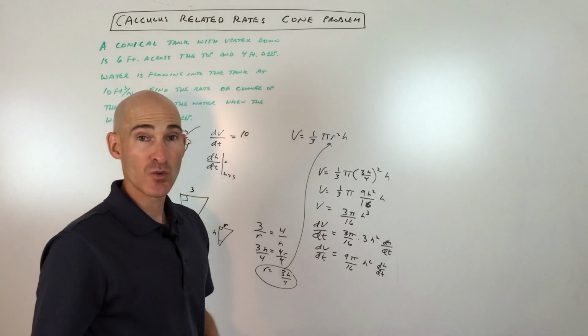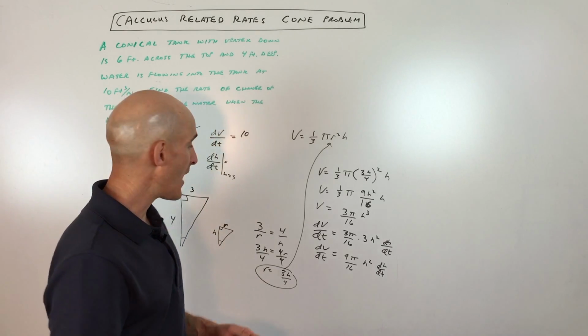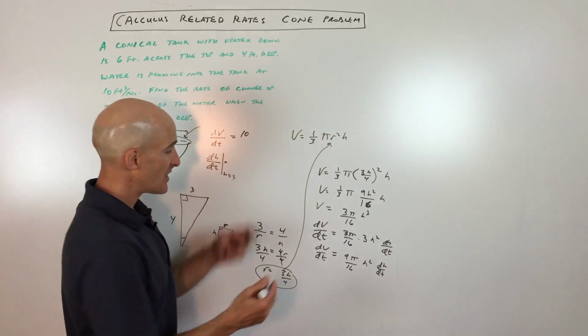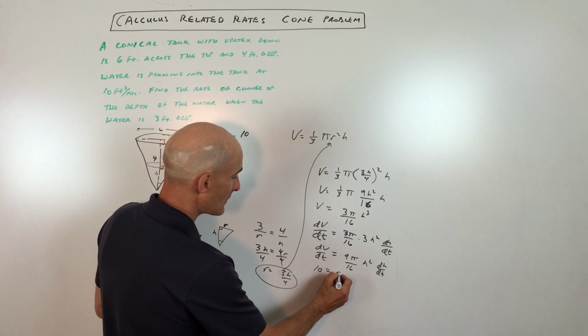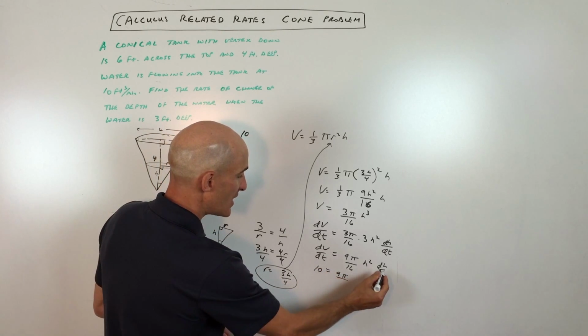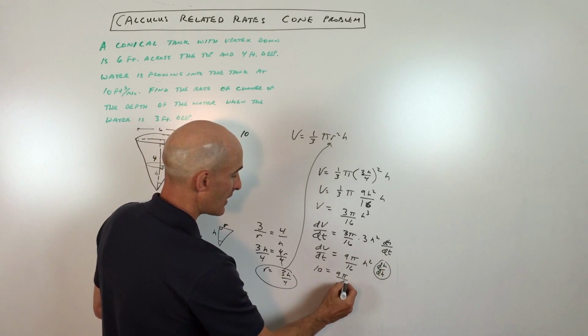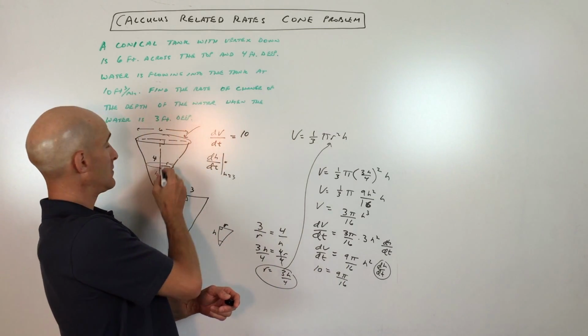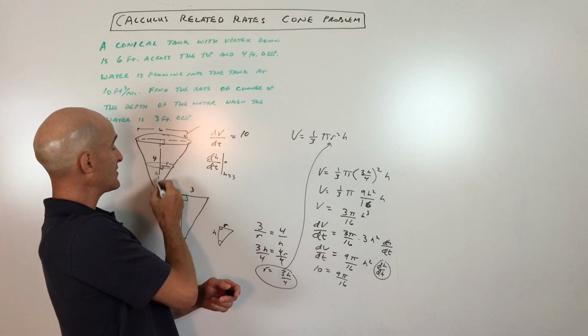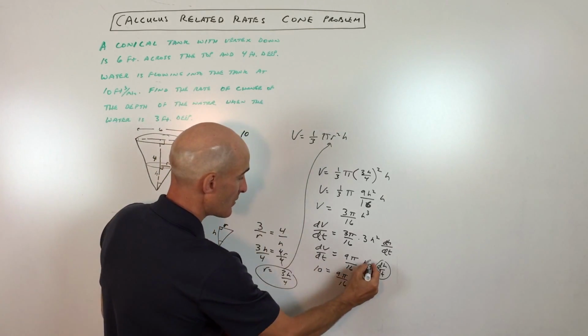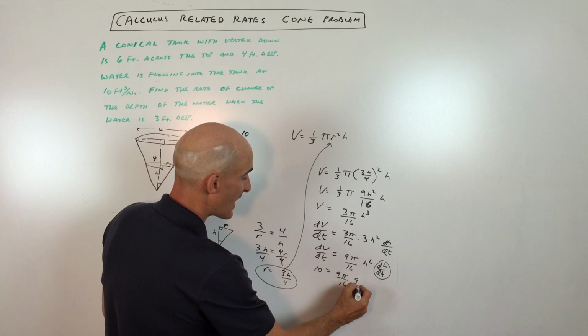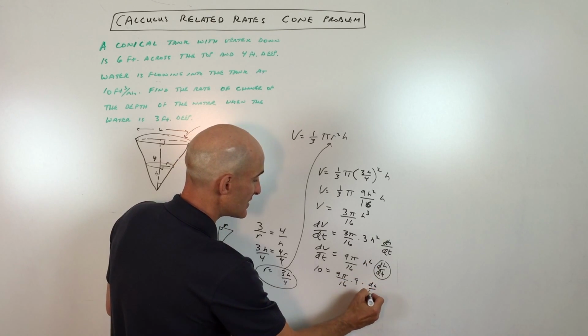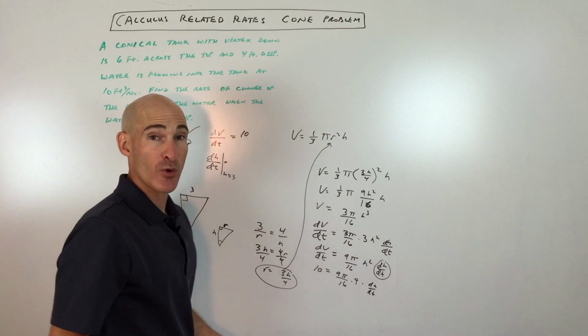Now let's substitute in what we know, solve for what we don't know, and we've got it. dV/dt, they tell us, is 10. And they want to know what the change in the height is when the height of the water in this conical tank is 3. So that means that h is going to be 3 squared, which is 9, times dh/dt. At this point, we're pretty much done.